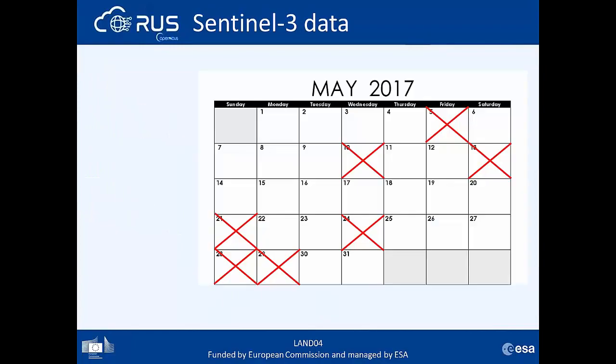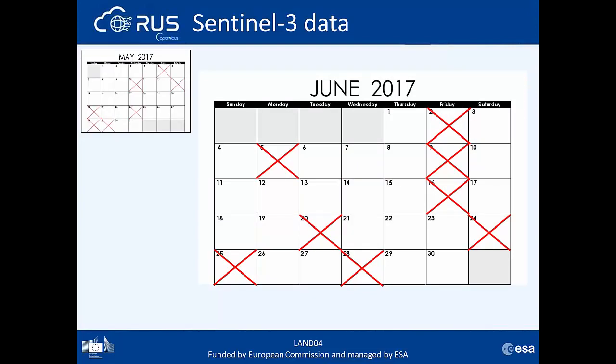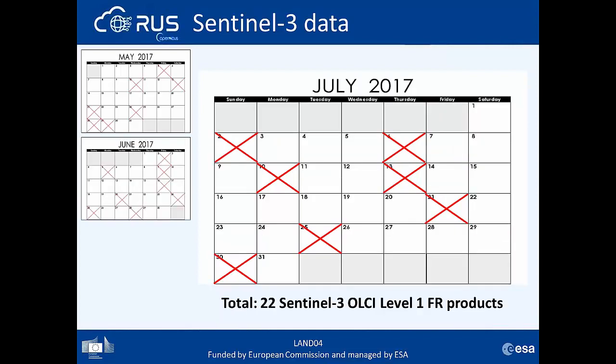So we will be downloading 7 images in May. Here you can see the dates, more or less all over the month. We are also downloading 8 images for June, and then we are also downloading cloud-free images for July. So in total, we have 22 Sentinel-3 OLCI level 1 full resolution products. That's the complete data set we are using.